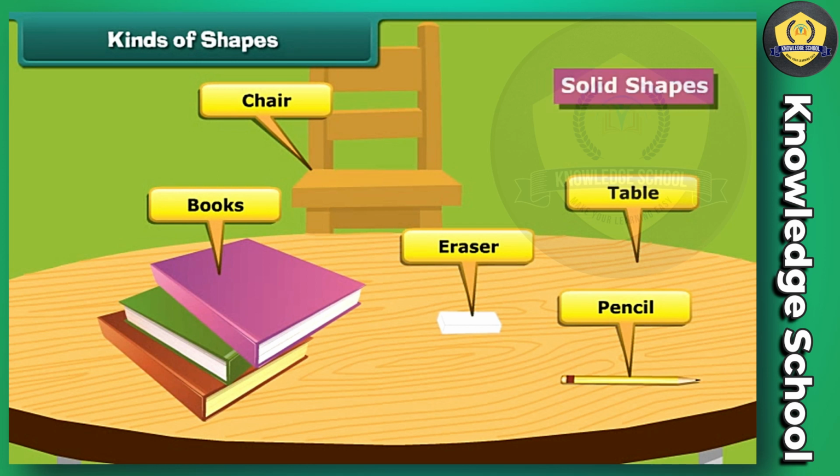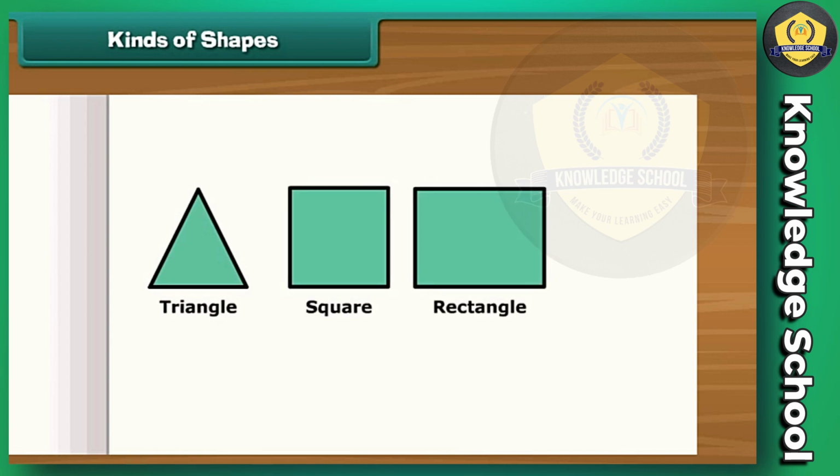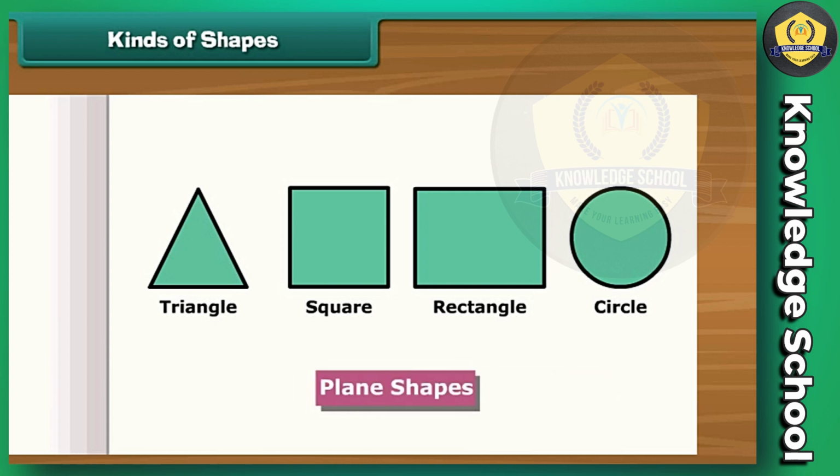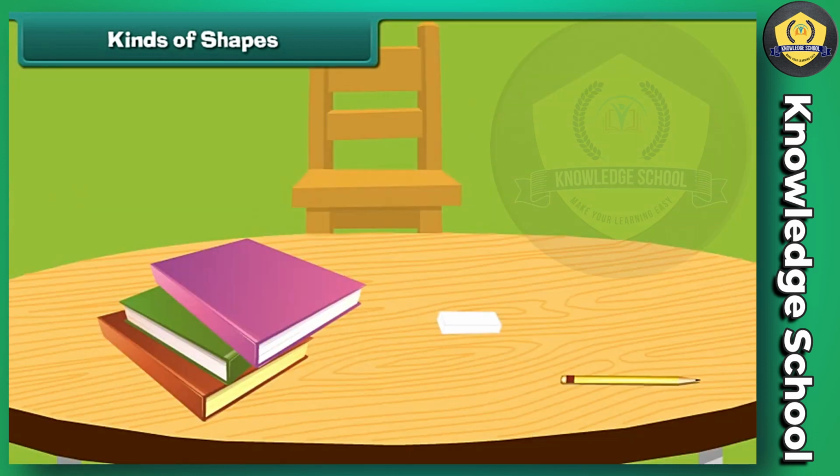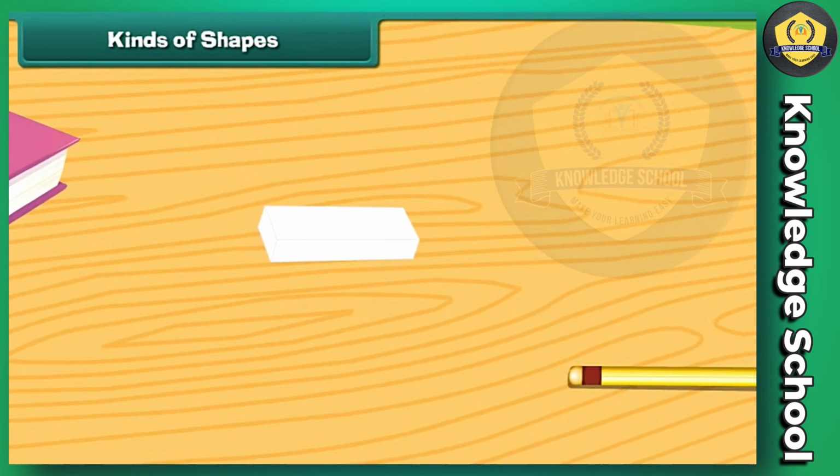They are called solid shapes. The shapes that we draw on paper, such as triangles, square, rectangle, circle, etc., are called plain shapes. Plain shapes are also known as 2D objects. Solid shapes are also known as 3D objects. All 3D objects have depth which 2D objects do not have.